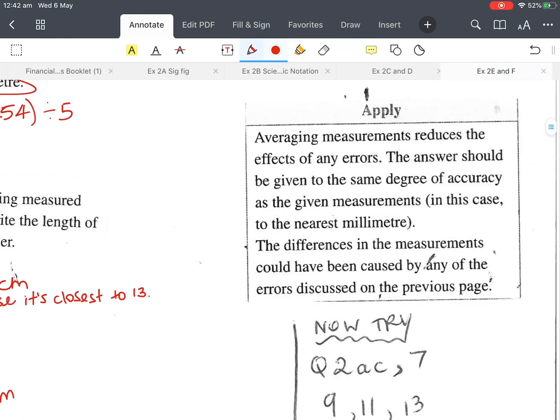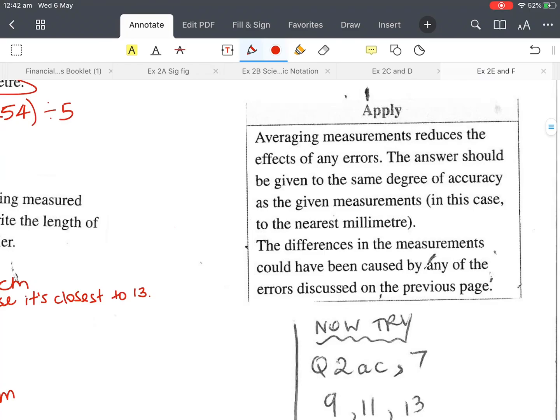All right, let's have a look at question 4. Now I put some notes over here. Averaging measurements reduces the effects of any errors.